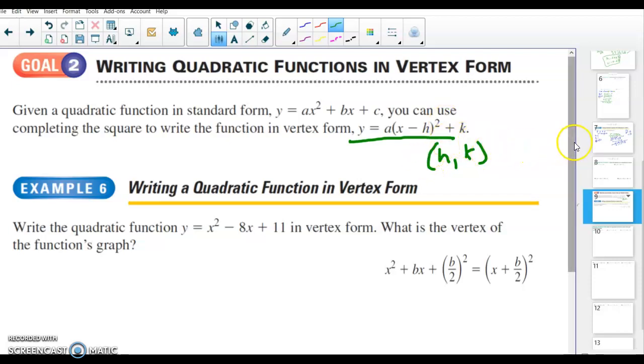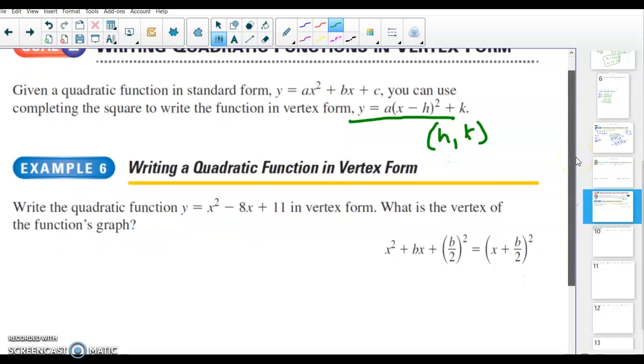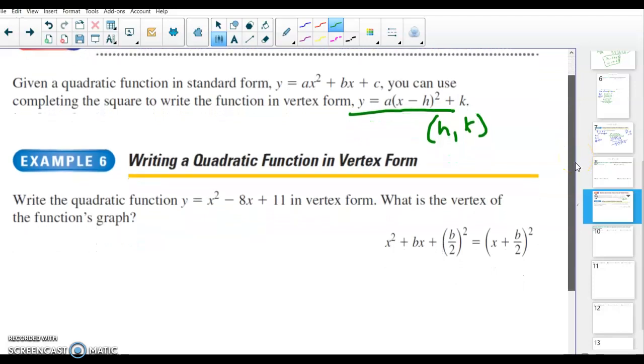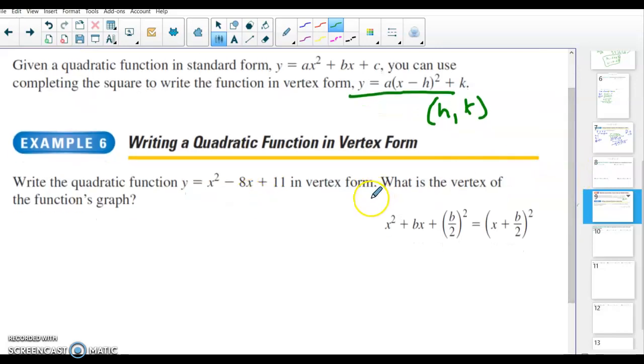All right, so the difference between what we were doing earlier, we were solving quadratic equations. Now we're just going to convert a parabola into a different form. So how do we go about doing that? We're going to use the exact same procedure, completing the square. So we start off by, I'm going to rewrite this equation because most of us just like to have the y on that side. So x squared minus 8x plus 11 and I'm going to put equals y.